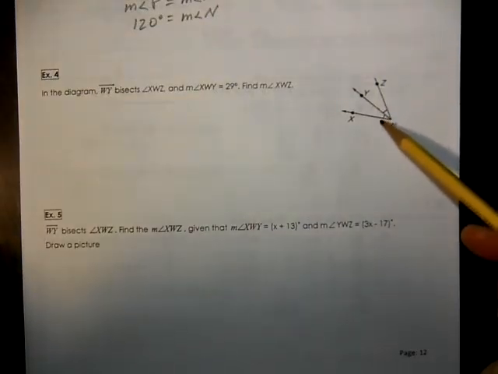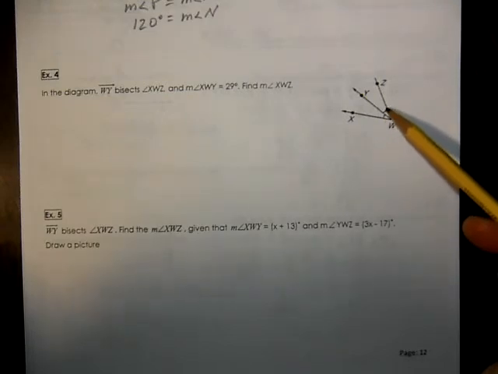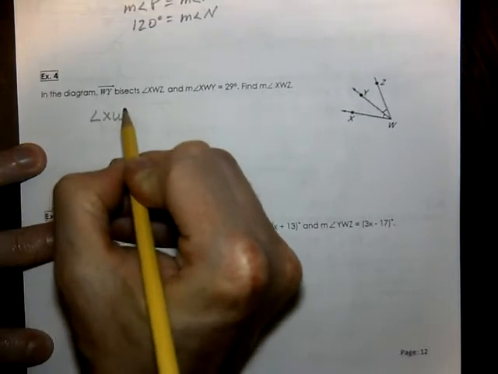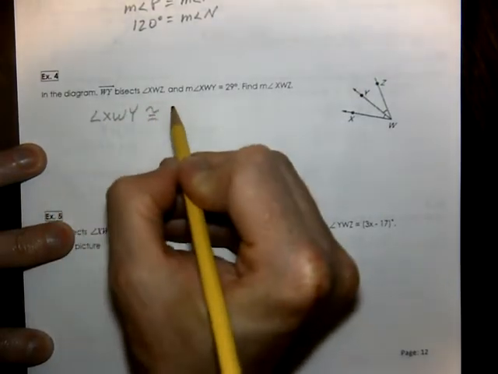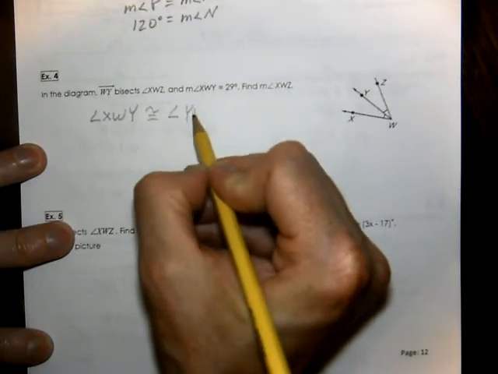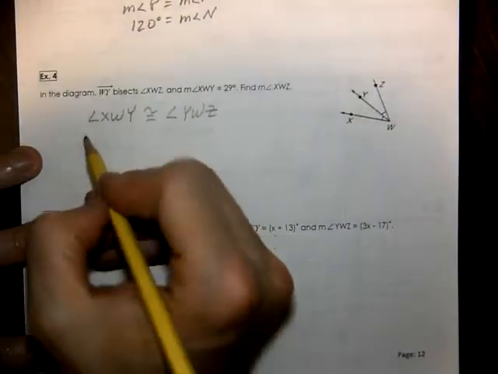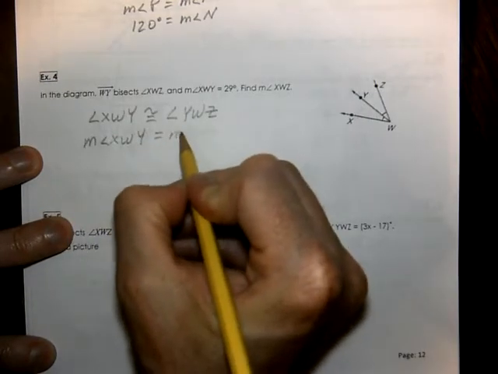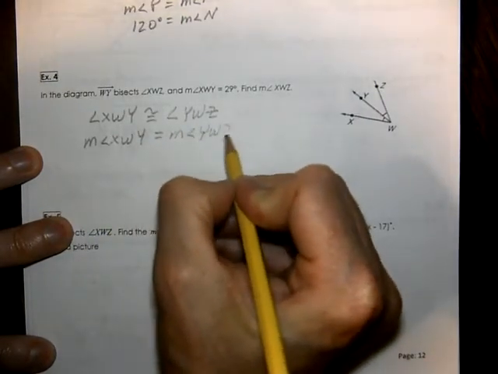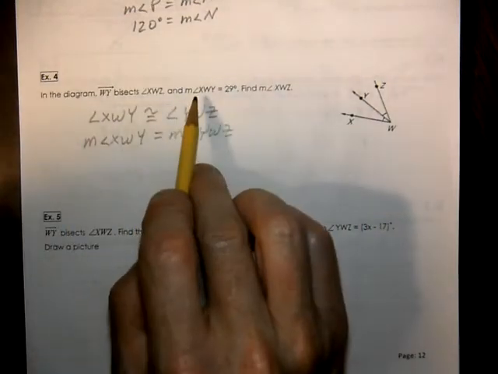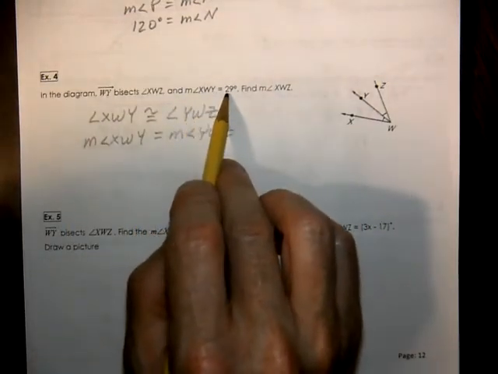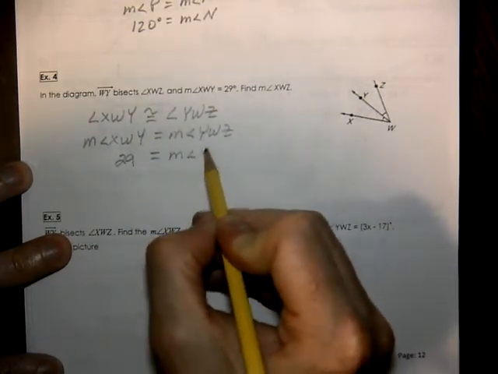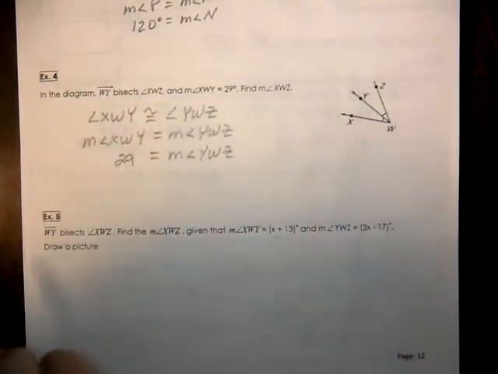Notice the tick marks in the figure. It has 1 curve, so that tells us that those are congruent. So angle XWY is congruent to angle YWZ. If they are congruent, then we know that they are equal in measure. Angle XWY is 29. So that tells us that the other angle clearly is the same thing.